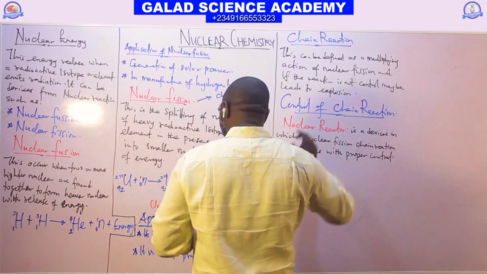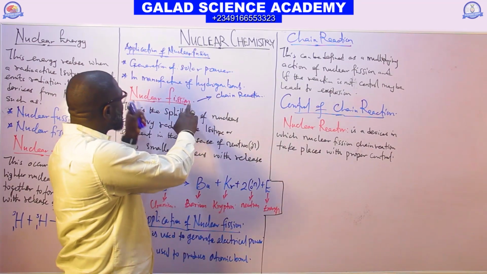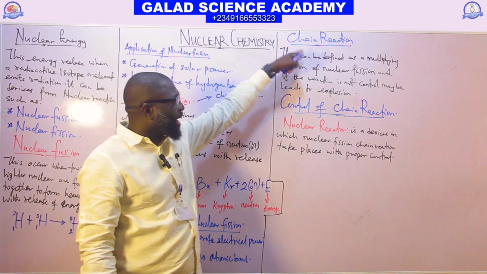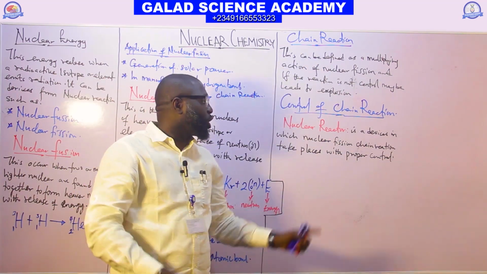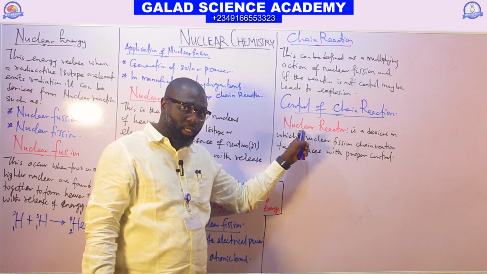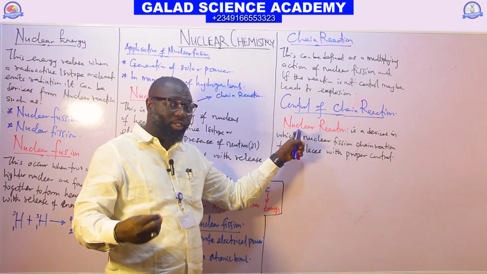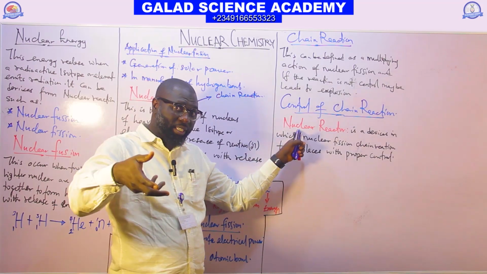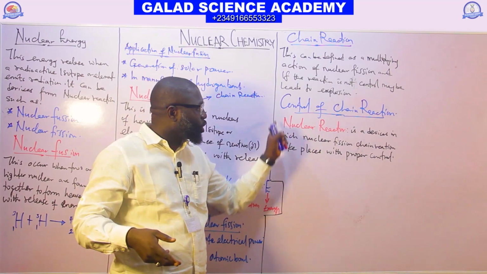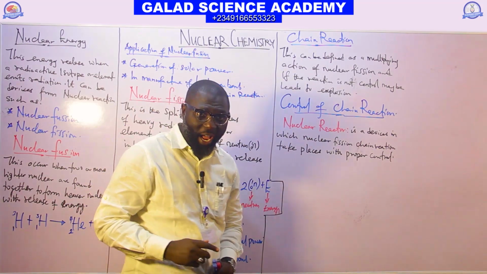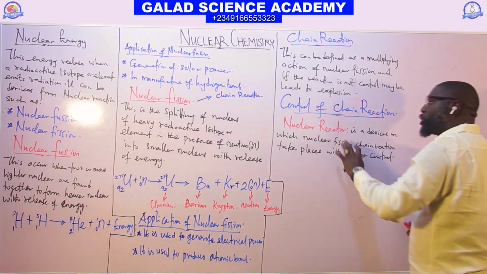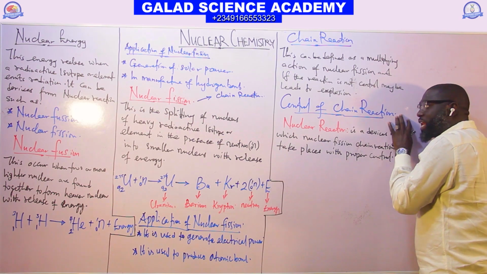Like I said, the continuous action of nuclear fission is called a chain reaction. And this chain reaction takes place in a particular device called a nuclear reactor, a device where the chain reaction of nuclear fission takes place with proper control. So how are we going to control the nuclear chain reaction?